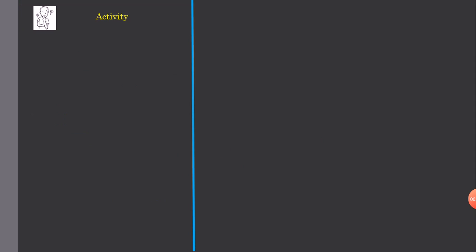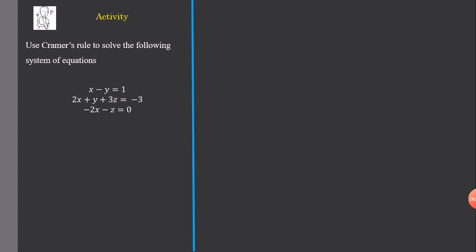Let's look at this activity. We are going to use Cramer's rule to solve the following system of equations. In the first equation, we have x minus y, which is equal to 1, 2x plus y plus 3z, which is equal to negative 3, negative 2x minus z, which is equal to 0. We are going to take out the coefficients of these variables and write them in a matrix form.